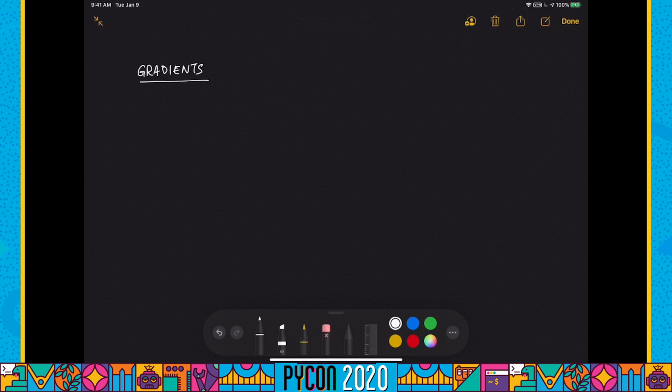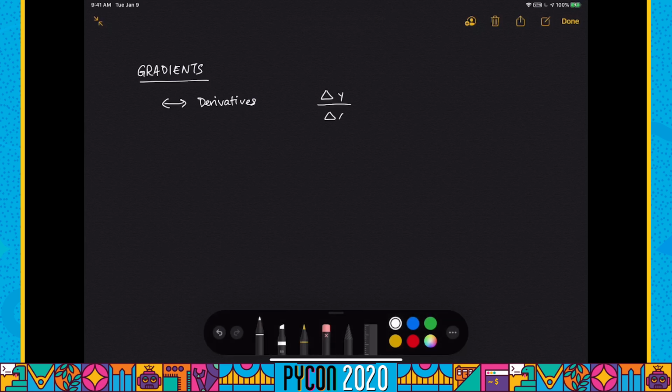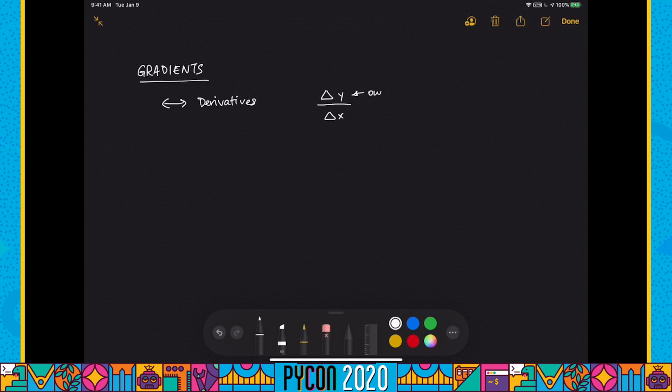Gradients are related to derivatives. And at the risk of ticking off mathematicians with a sloppy definition, we're just going to say that for today's purposes, a derivative is how much our output changes as we take a small step on the inputs, taken in the limit of very small steps. So, how much our output changes over how much our input changes as delta x goes towards 0.